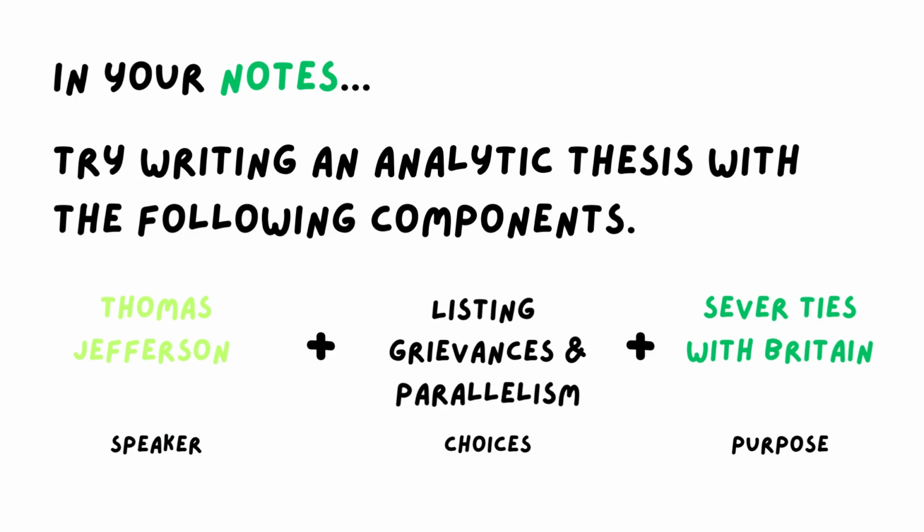Let's try a practice in your notes. I've given you the who, how, and why, and I would like you to write an analytic thesis with the following components. For your example 1, your who is going to be Thomas Jefferson. The how is going to be listing grievances and parallelism, and the why, or purpose, is to sever ties with Britain. If you haven't figured it out, we're talking about the Declaration of Independence. Put those three elements into a defensible thesis statement in your notes.